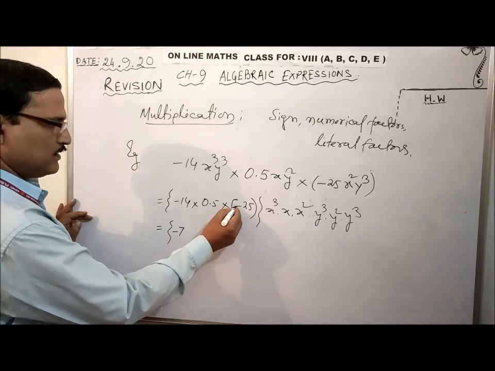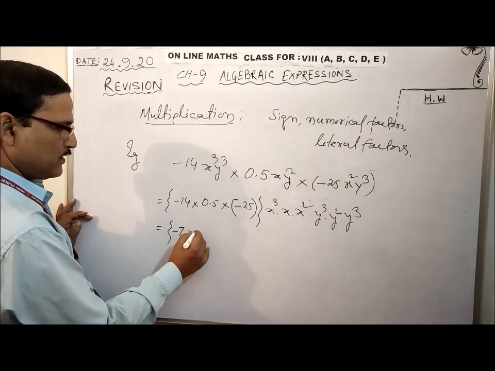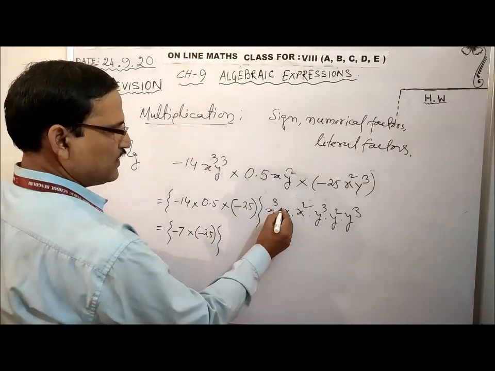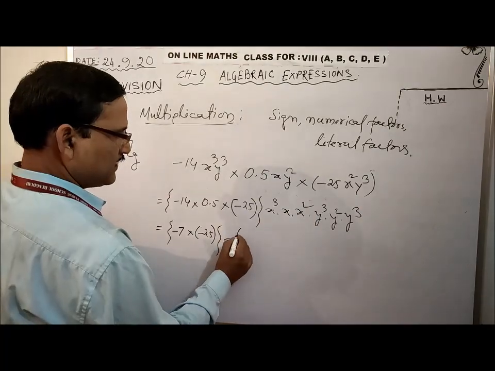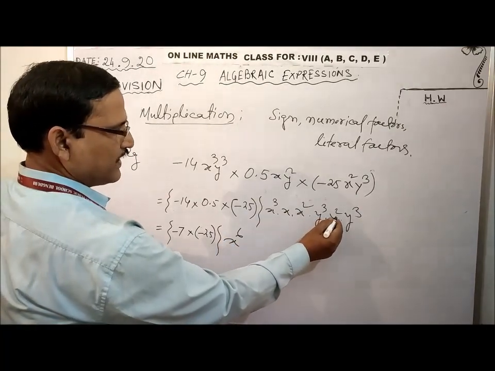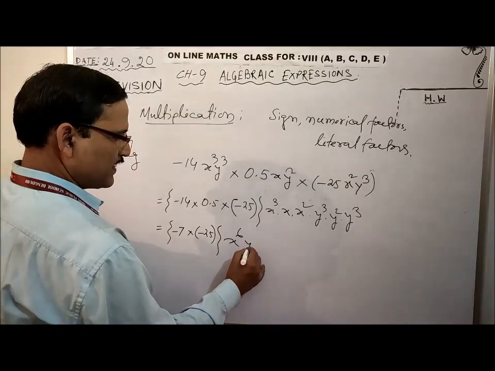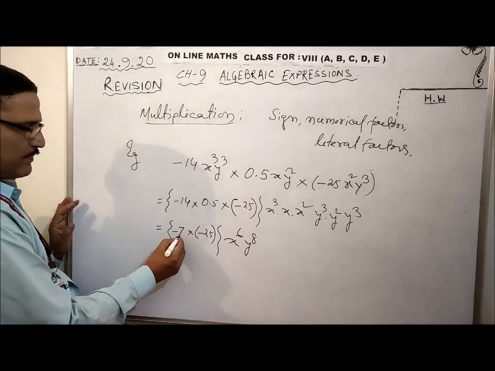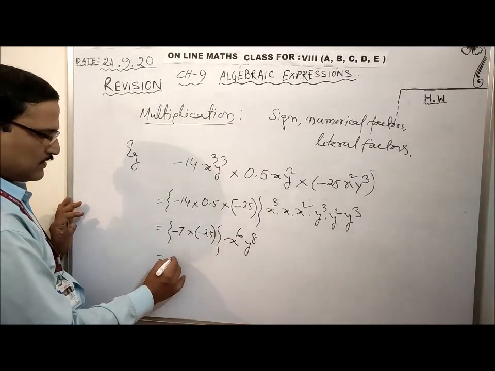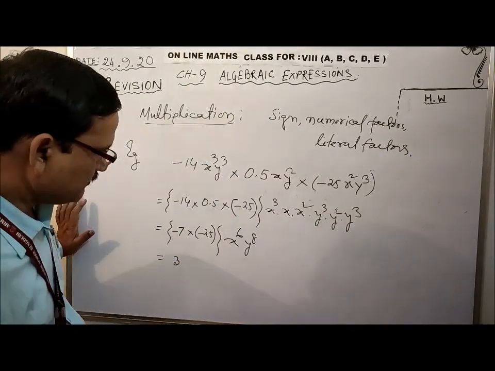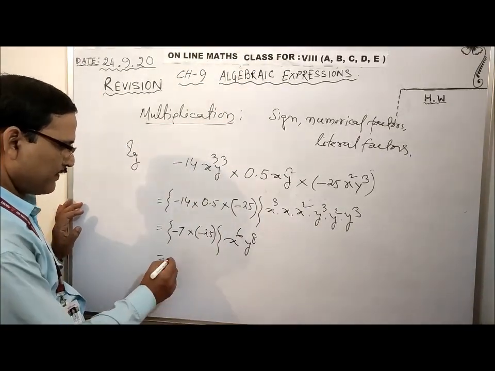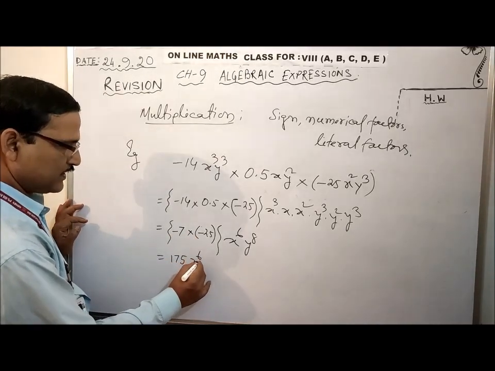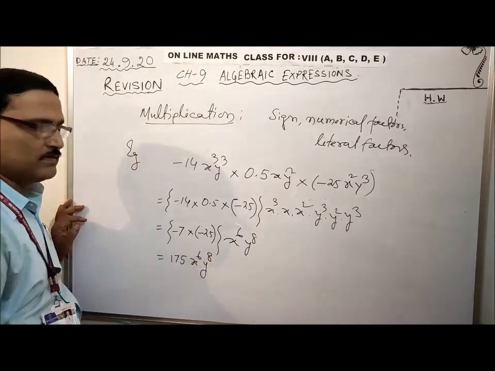And then this one multiplied by minus 25. Now calculate this one. x cube times x cube is x raised to 6, y cube times y to the 5 is y raised to 8. And finally, what is this? Minus 5. 7 25s are how much? 7 25s are 175. Minus minus plus, x cube, x raised to 6, y raised to 8.